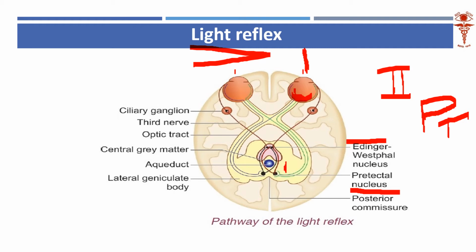Then from the Edinger-Westphal nucleus, my parasympathetic fibers start and they run via my third cranial nerve, go to the ciliary ganglion, and in the ciliary ganglion, they synapse and go to the pupillary fibers. And those pupillary fibers are going to supply my constrictor pupillae, and my pupil is going to constrict. So my efferent is the parasympathetic fibers of the third cranial nerve. The parasympathetic fibers of my third cranial nerve are the important fibers of the light reflex.